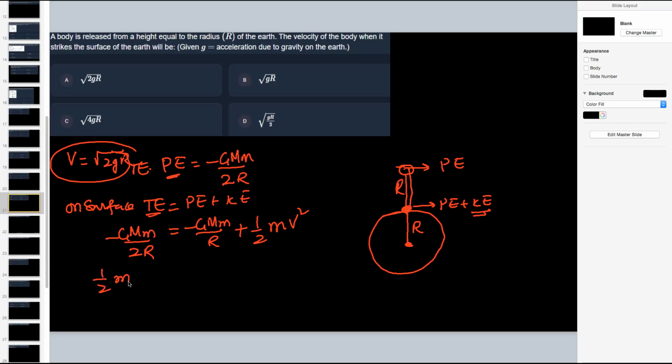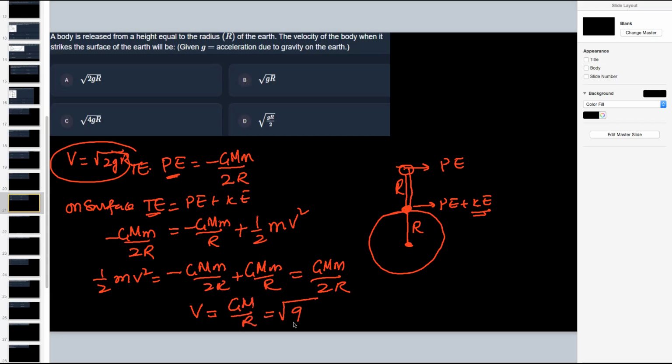So what is half mv square? Half mv square equals minus GMm by 2R plus GMm by R. Simply you get GMm by 2R. So what are we getting? v square equals GM by R. This is nothing but root GR. Now your answer is root GR.